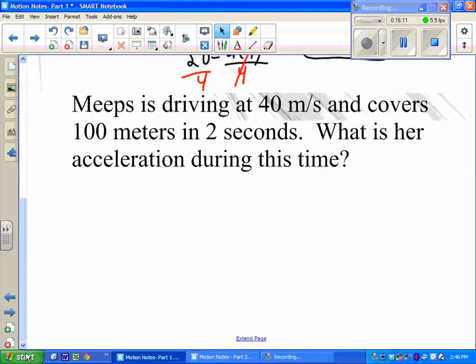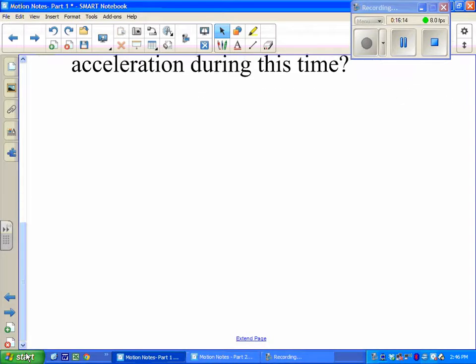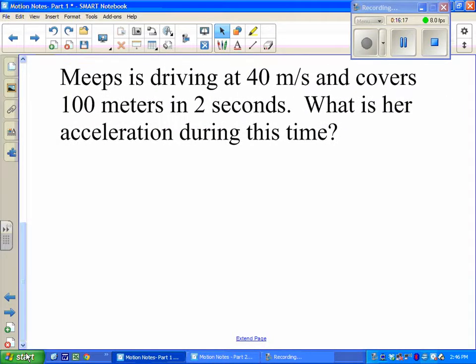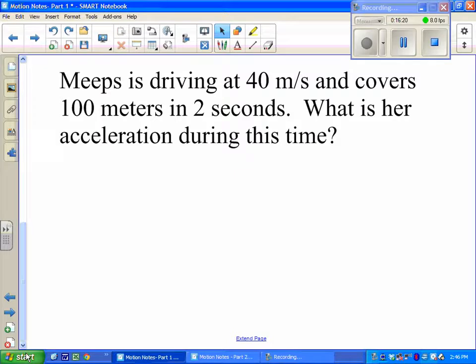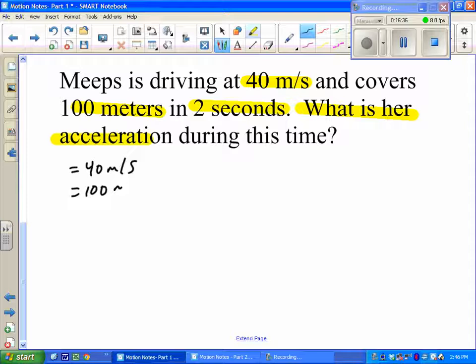So here's the second example. Meeps is driving at 40 meters per second. Covers 100 meters. I'm going to need that in 2 seconds. What is her acceleration? So I'm going to do the same thing. 40 meters per second, 100 meters, 2 seconds, and a question. That is a velocity. That is a distance, a time, and the question is, what is the acceleration?